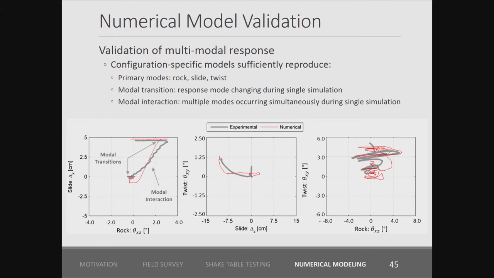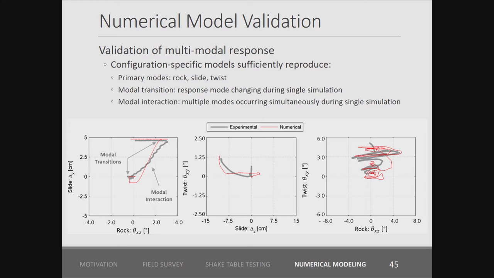These configuration-specific models were further compared for the ability of the numerical model to represent the modal interaction or the multimodal behavior that was observed during the experimental phases. These modal interaction plots shown on the bottom of this slide take the sliding, the rocking, or the twisting response of a given configuration and plot them against one another in time, beginning at a value of 0, 0. And what can be seen from these modal interaction plots is the ability of the numerical model, as shown in the overlaid red line for prediction, is that this model can effectively reproduce the slide rocking, the twist sliding, as well as the rock twisting interactive modes.